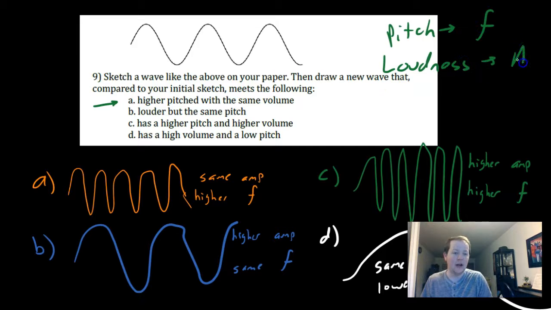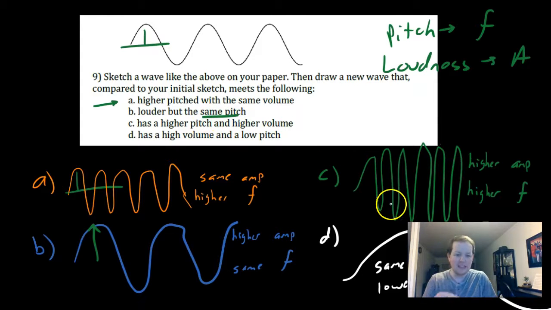So for A, a higher pitch means a higher frequency, more back and forth, back and forth, back and forth. If it says the same volume, I should have the same amplitude. So I know my drawing abilities aren't great, but whatever this amplitude is, it should be the same amplitude, but higher frequency. For B, louder, bigger amplitude. But the frequency should stay the same since the pitch is staying the same.